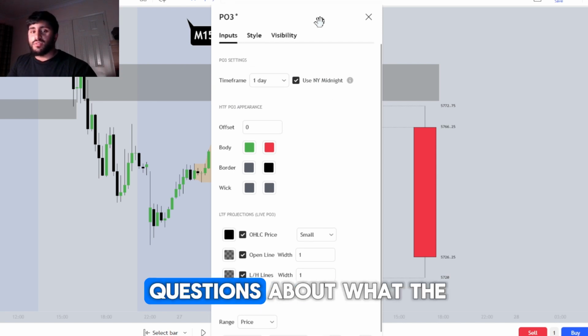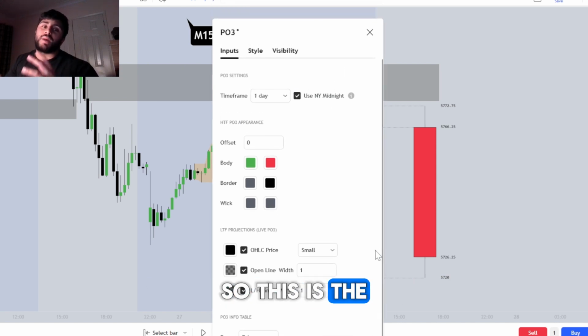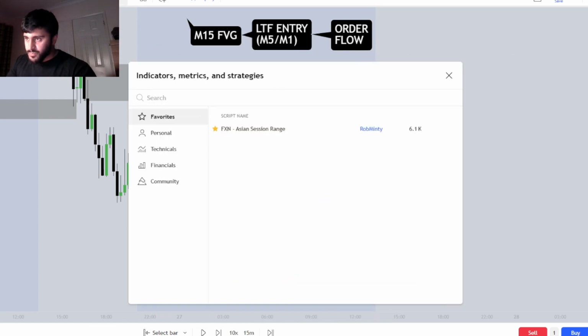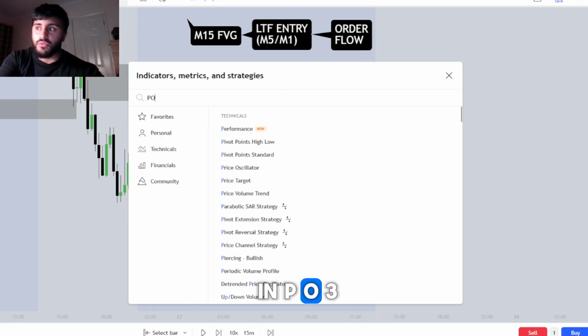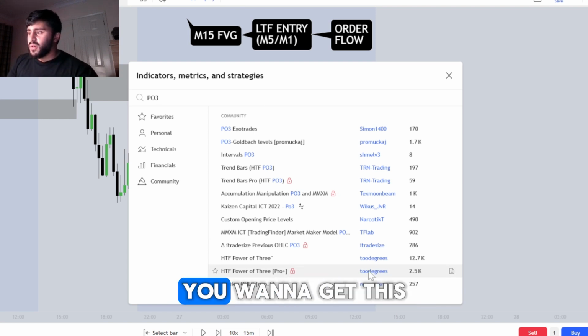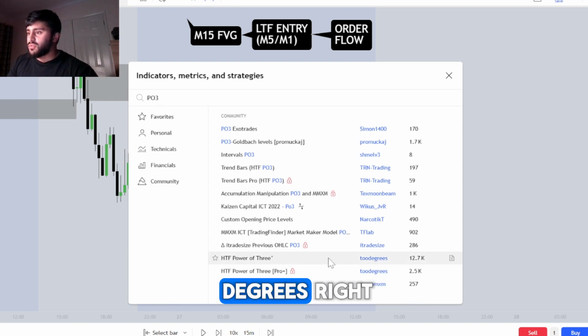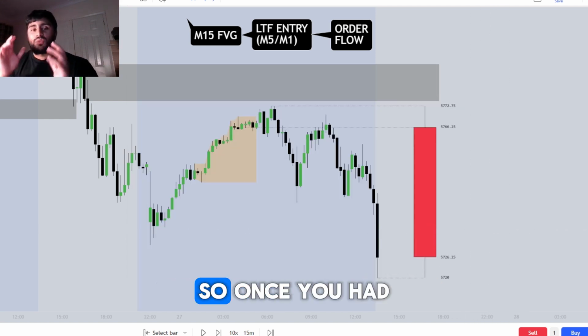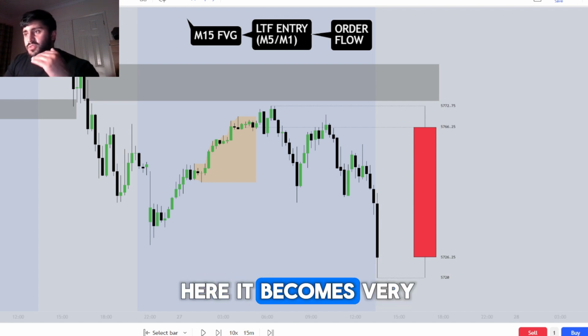So I often get questions about what the indicator is. So this is the Power of Three by 2 degrees. So let's just type that in on the indicators. What you want to do is type in PO3, right? And you want to get this one over here where it says 2 degrees. Get the one that's not locked. Get the free one over here. This is the higher time frame Power of Three. So once you have this in place, from here it becomes very, very simple.